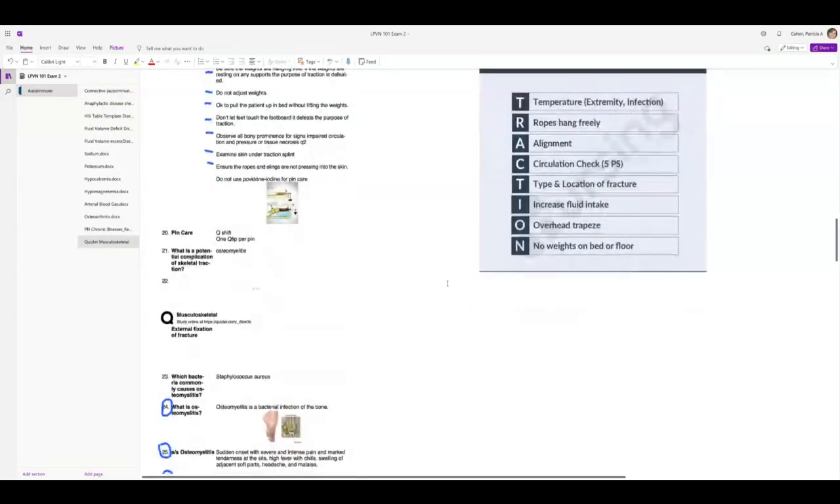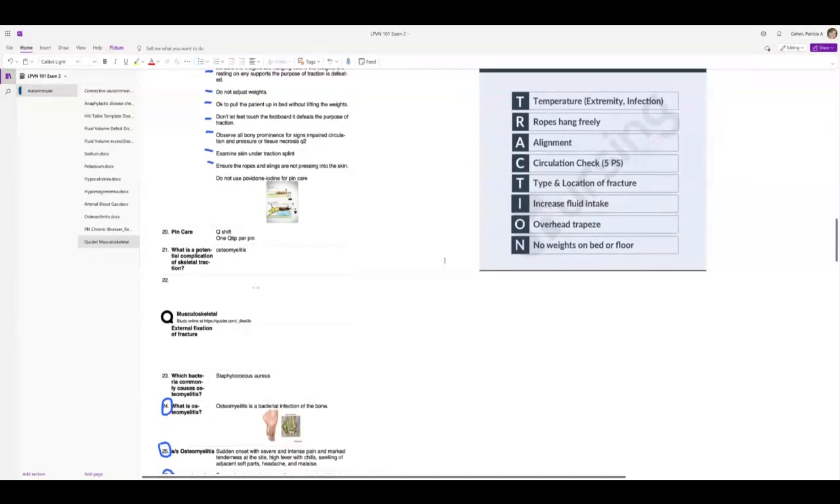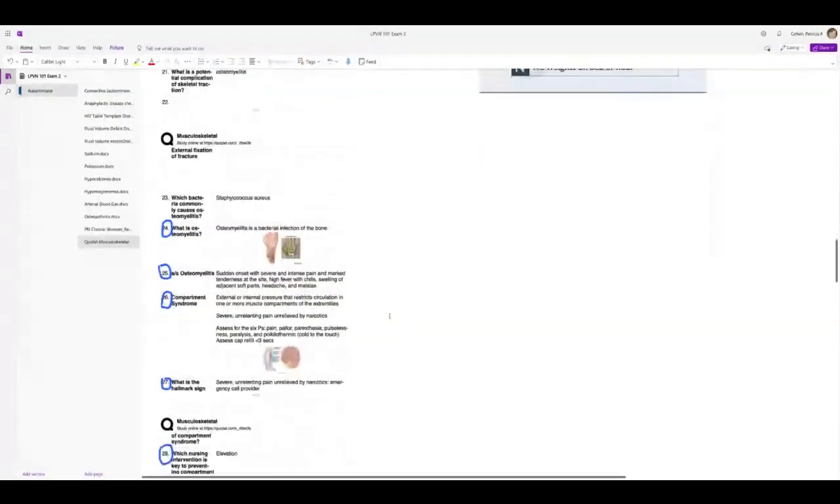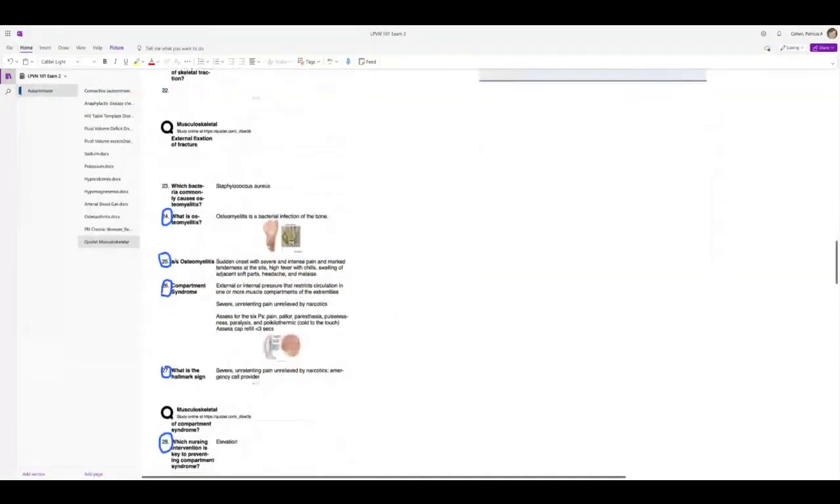One of the reasons, I mean, you never want to give a patient an infection, but osteomyelitis takes a long time to treat. They're going to have some kind of vascular access device, okay? So it's an infection of the bone. They're going to have sudden onset of severe intense pain, tenderness at the site, high fever, so basically an infection.